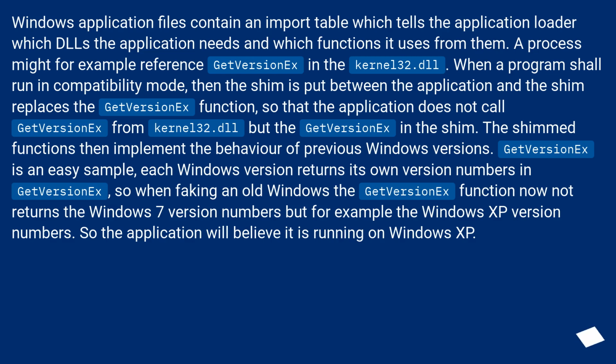GetVersionX is an easy sample. Each Windows version returns its own version numbers in getVersionX. So when faking an old Windows, the getVersionX function now does not return the Windows 7 version numbers but, for example, the Windows XP version numbers. So the application will believe it is running on Windows XP.